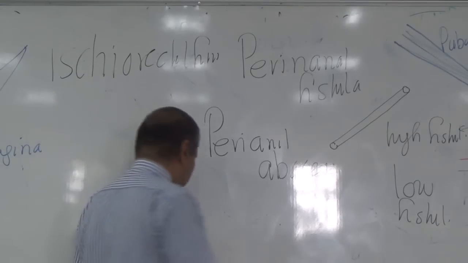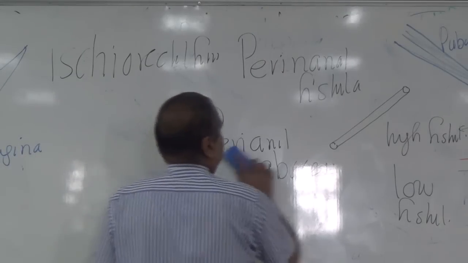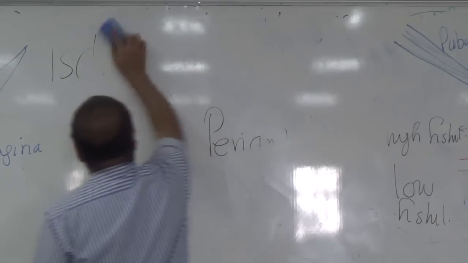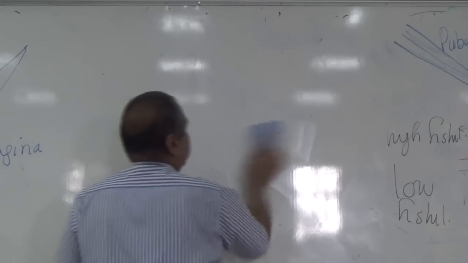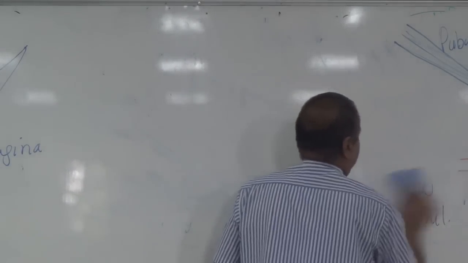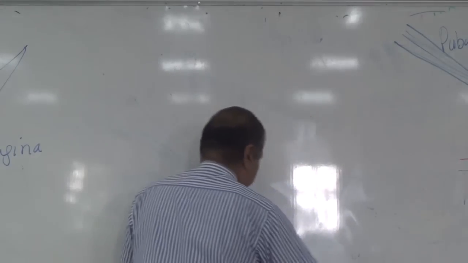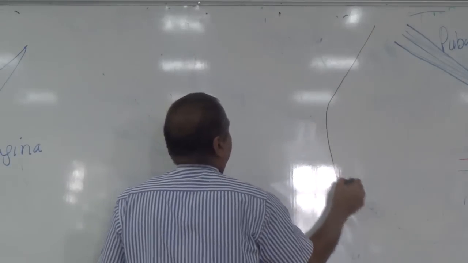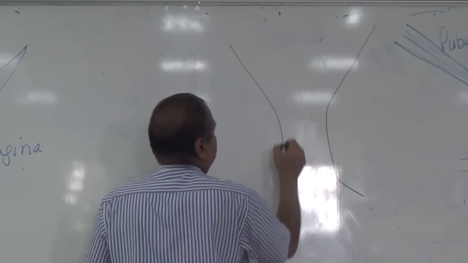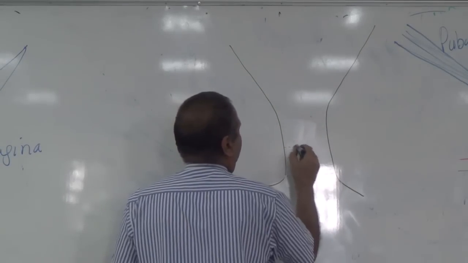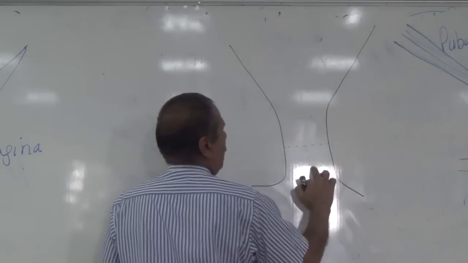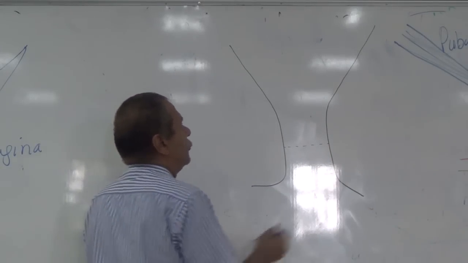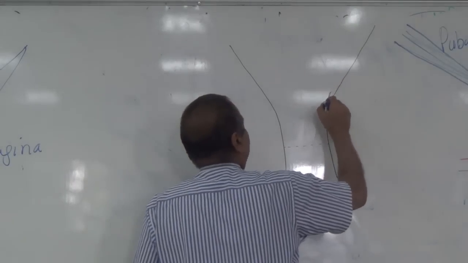The important thing also is piles. We have two types of piles, internal piles and external piles. If this is the rectum and this is the anal canal, and this is the upper half of the anal canal, and this is the lower half of the anal canal, and this is the mucosa of the upper half.